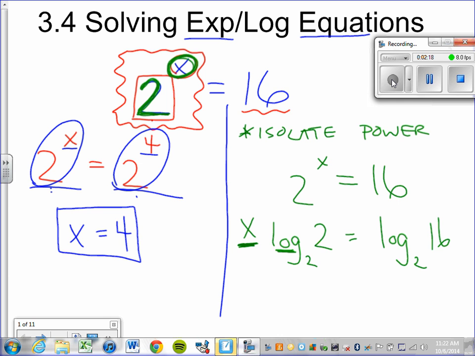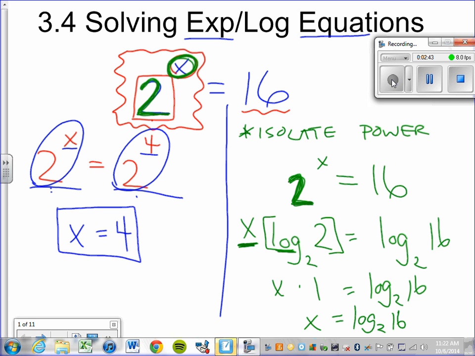Now, what is log base 2 of 2? That's 1. This is why using log base 2 makes sense, because if I use the logarithm with this as its base, that logarithmic term is going to turn into 1, leaving me with just x equals log base 2 of 16. And you can use a calculator at this point to plug this in. You're going to get 4, which is exactly the same answer as before.